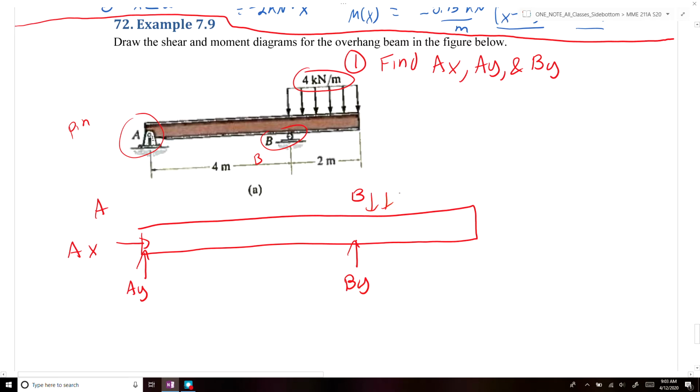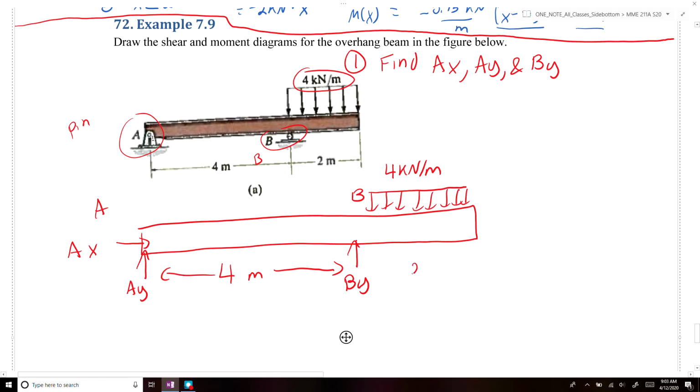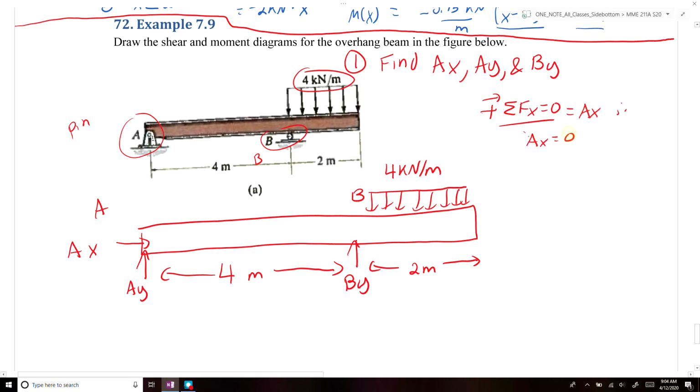Then we have our distributed load of 4 kilonewtons per meter along the rest of the beam. We know that it's 4 meters from point A to point B, and we know the rest of the beam's length is just 2 meters. Okay. So if we sum all of our forces in the x direction and set that equal to 0, we just have A of x. Therefore, we can say that A of x will be equal to 0.